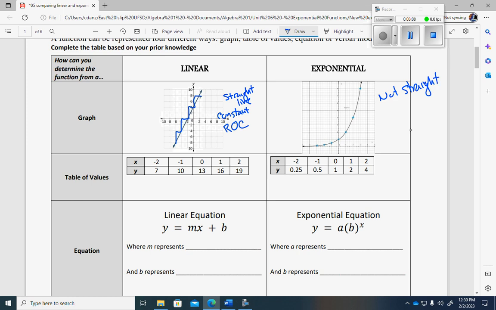But how do we know it's exponential and not quadratic? Remember, quadratics are curved also. They're those U-like shapes. Well, a quadratic equation will decrease and increase, has a turning point. Exponential equations don't have turning points. They're always constantly increasing or constantly decreasing.